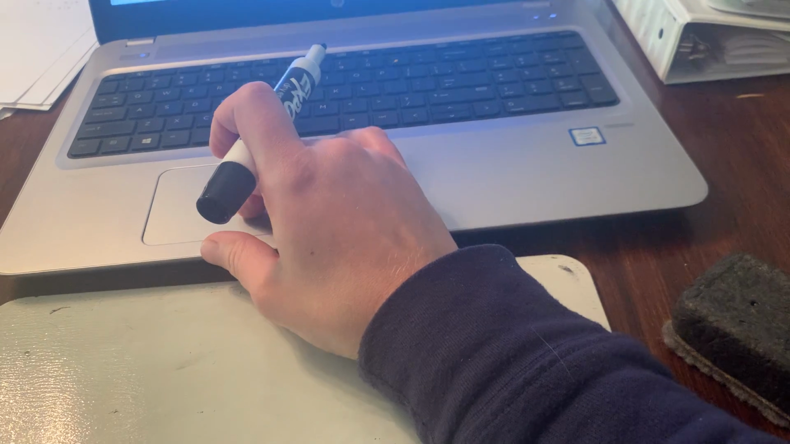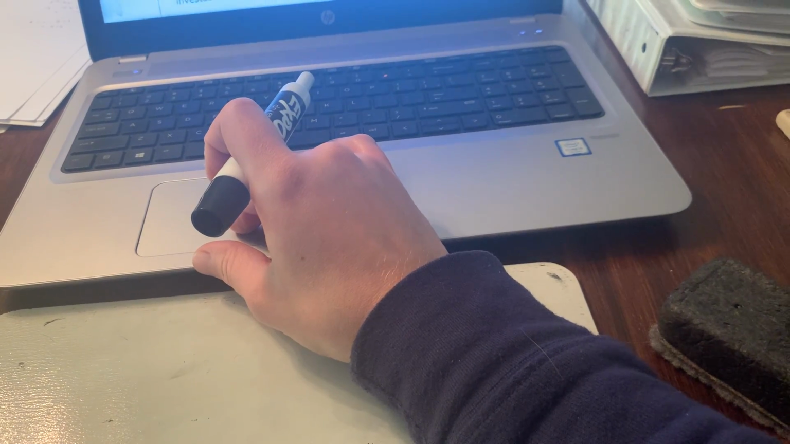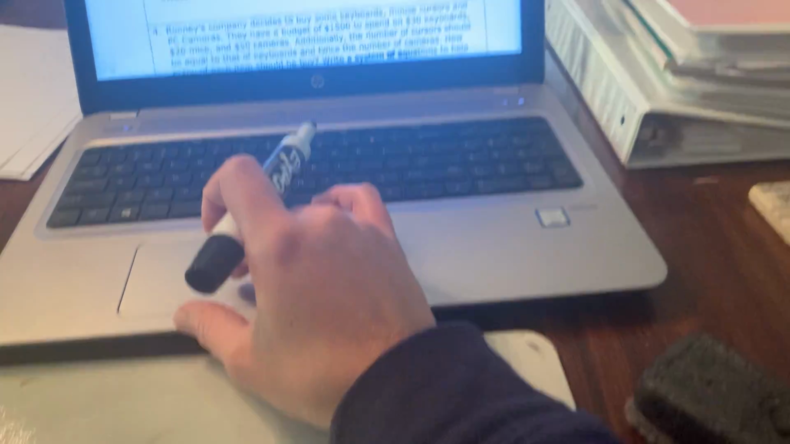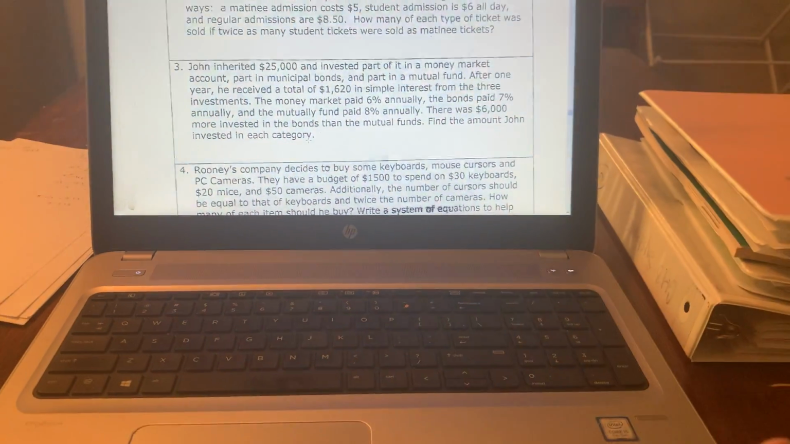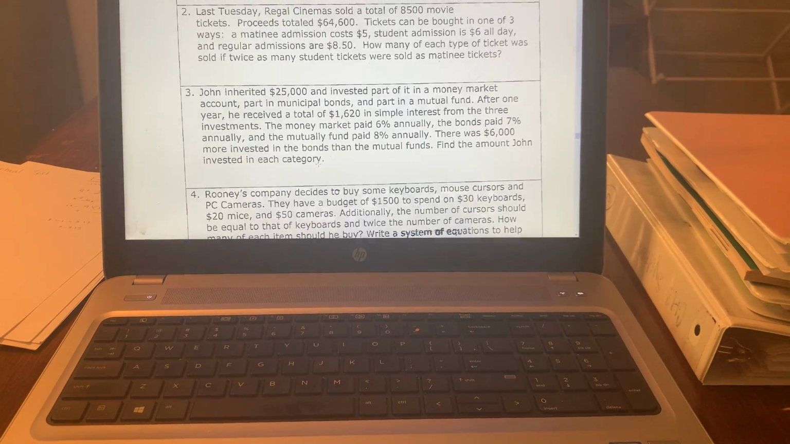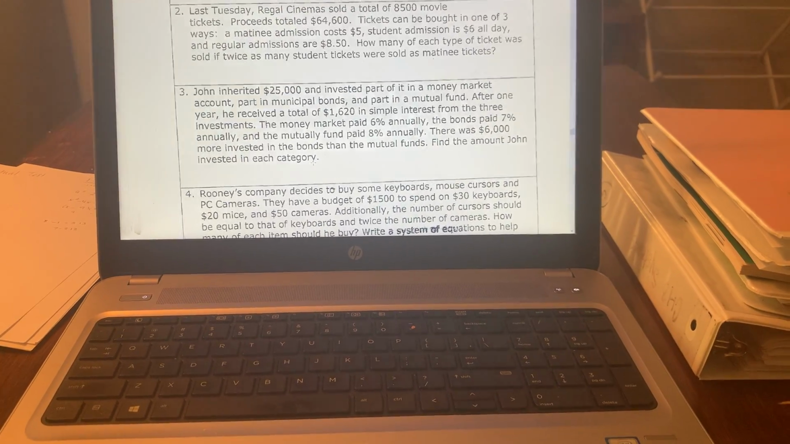Let's do another one, and that one's easy. Okay, we'll do the investment accounts. It says John inherited $25,000 and invested part of it in a money market account, part in municipal bonds, and part in mutual funds. You're like, oh, what are these words? I don't know them.